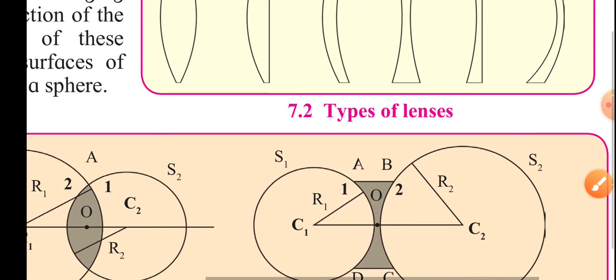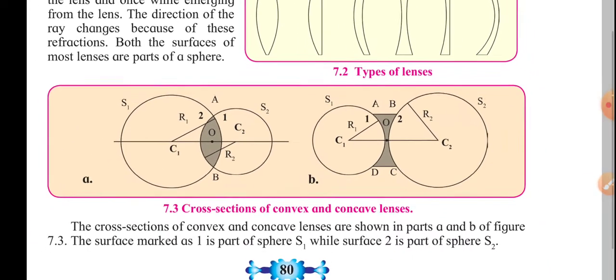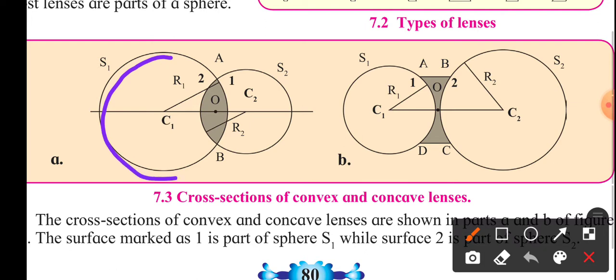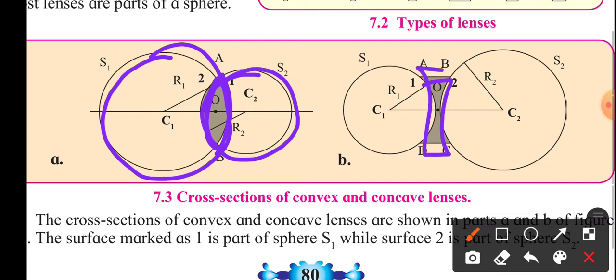Further, they have given some more information about how these lenses are made. Suppose we have two spheres of different radii, and when they cross each other, they form the convex lens. When they are not crossing each other, but just placed near each other, and the inner space is filled with solid glass, then it will form a concave lens. This is only for understanding; the actual making is totally different.